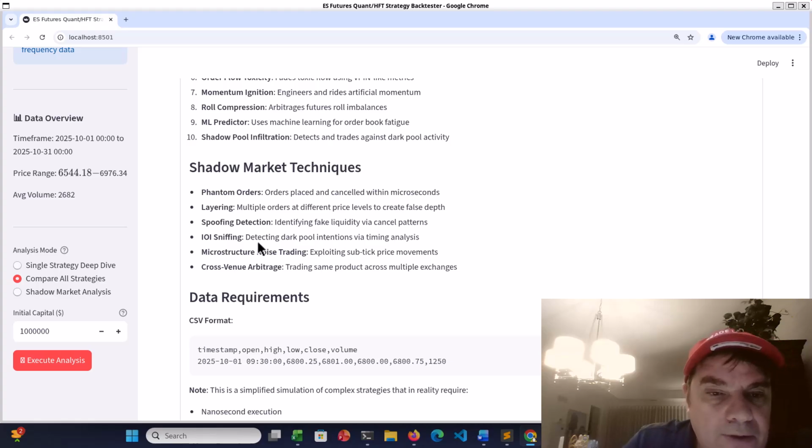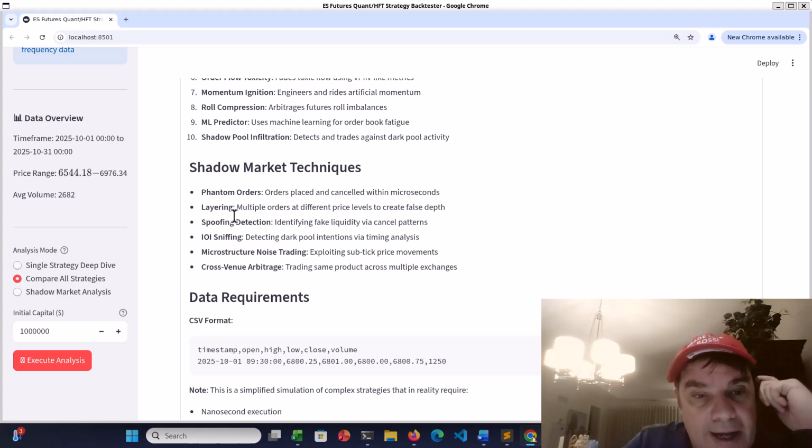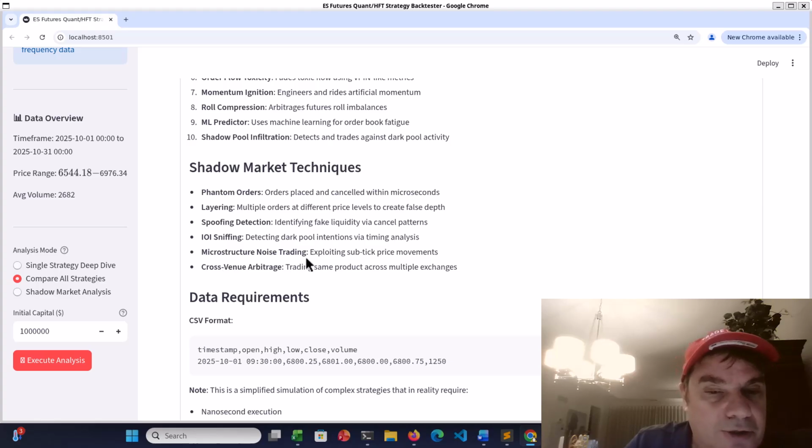I don't know. So here again, this is using true high frequency trading in the data center, co-located, also with the very nanosecond type of data, 300 level. So these are the kind of strategies we can run. Okay, phantom order, layering, spoofing, IOI sniffing, microstructure noise trading, and cross venue arbitrage. So generally, cross venue would be through Singapore for reasons. Watch the video. IOI is indicators of interest as well. Spoofing detection, identifying fake liquidity via the cancel pattern. So that might be okay as well.